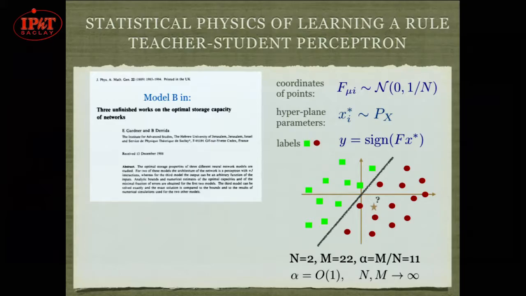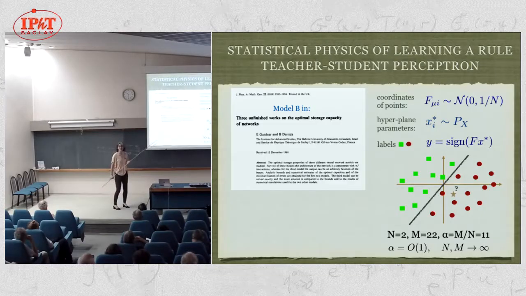If you go to Google and type statistical physics of learning a rule, one of the papers you will bump into is this paper by Bernard Derrida and Elizabeth Gardner, where they study several models. There is a model B in that paper, and that's the one that I'm defining here. So how does that work?